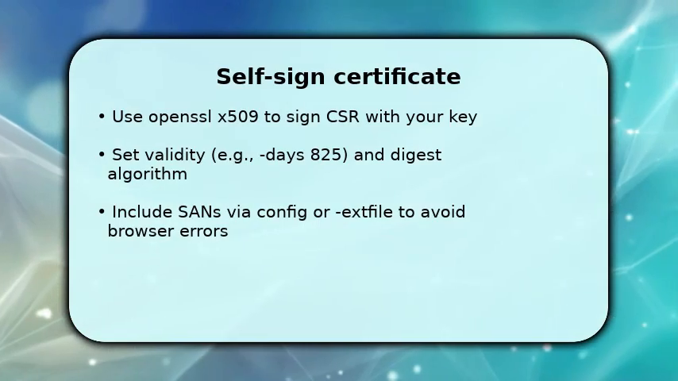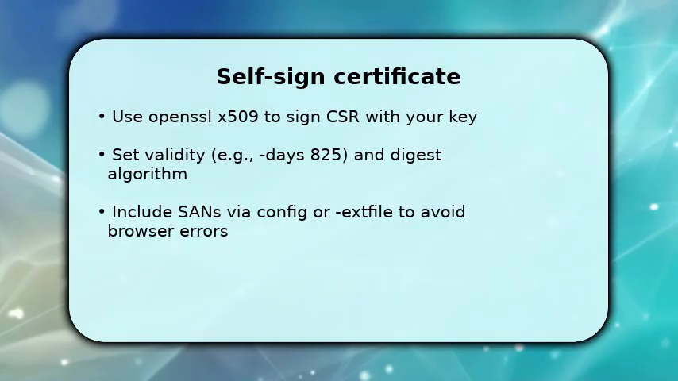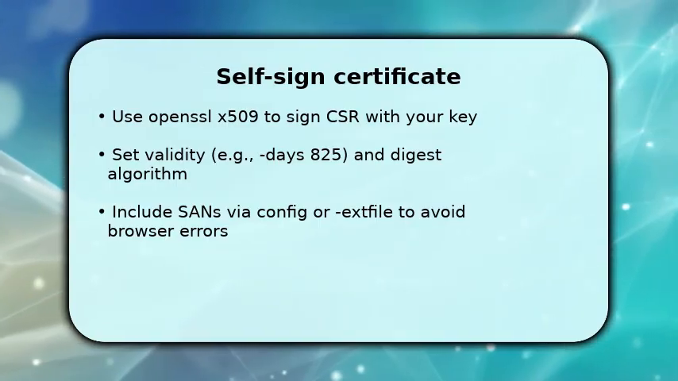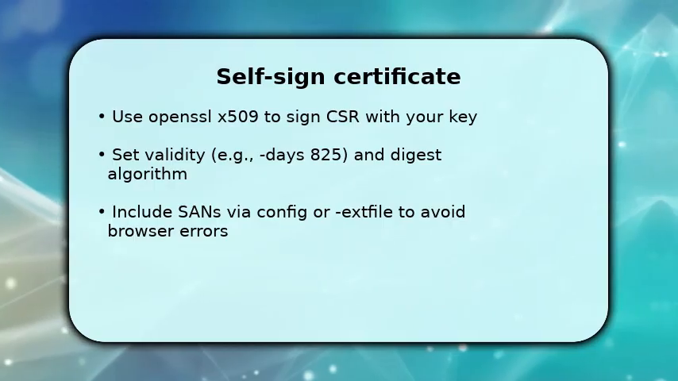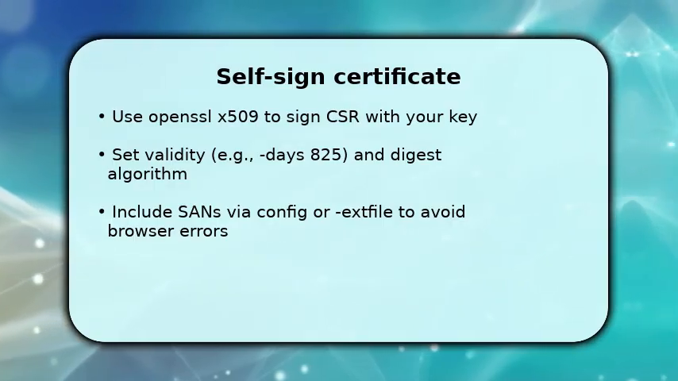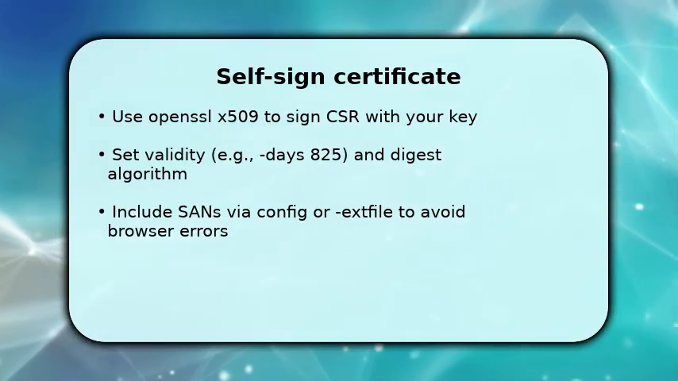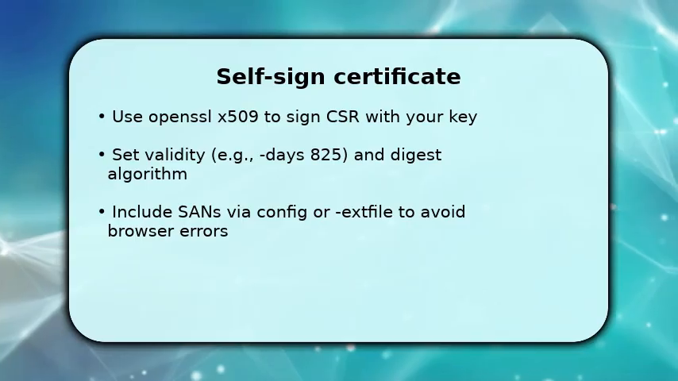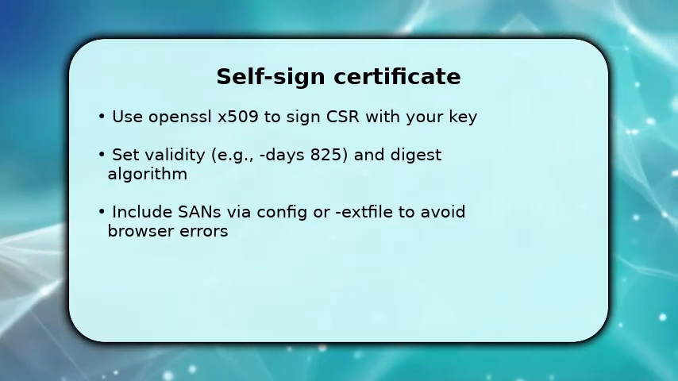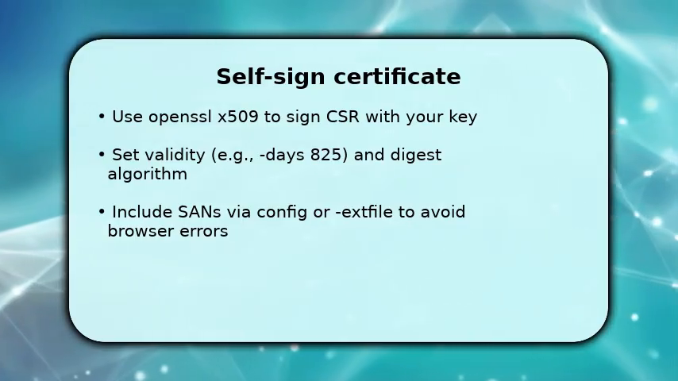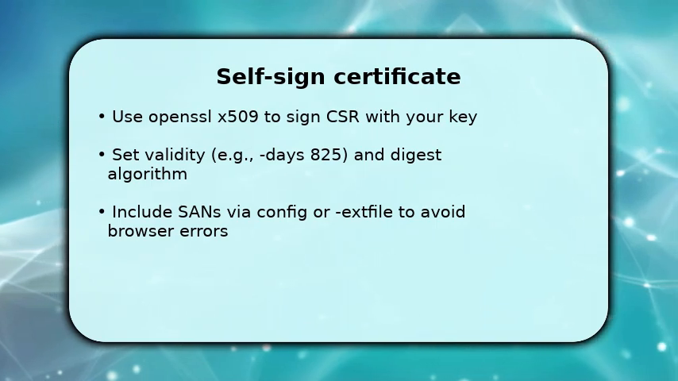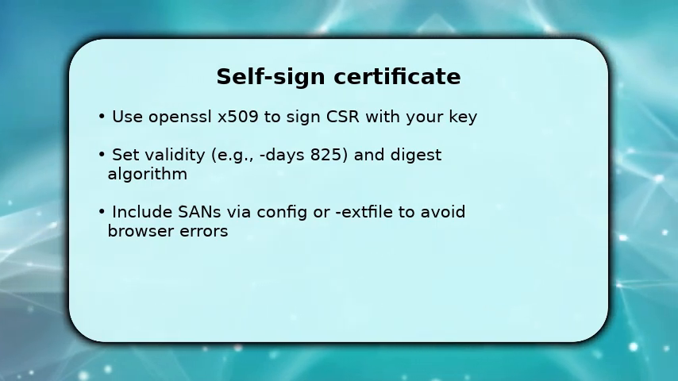Use OpenSSL x509 with the private key and CSR, specifying a reasonable validity period like 825 days and a secure digest. Include subject alternative names either through an OpenSSL config file or the extfile option. Otherwise, modern clients will reject the certificate. Once created, verify the cert details with openssl x509 -text.